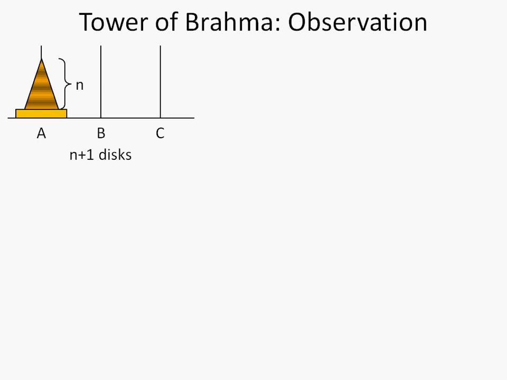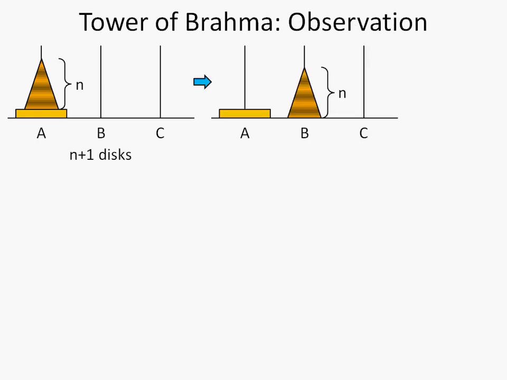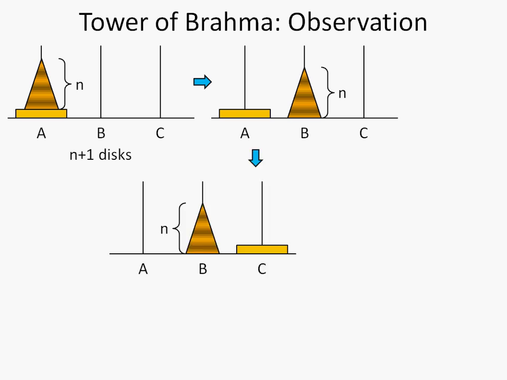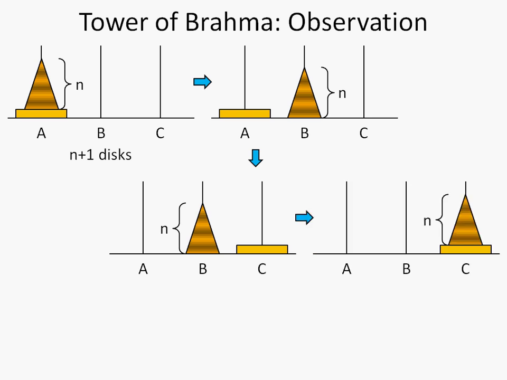So we have an observation that if there are n plus 1 disks, we can move n disks from needle A to needle B first, and then we can move the largest disk from needle A to needle C, and then we move the n disks from needle B to needle C. So we can see that if we can solve the game with n disks, then we know we can solve the game with n plus 1 disks.